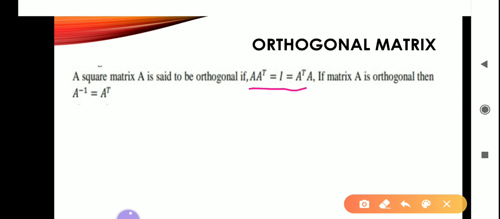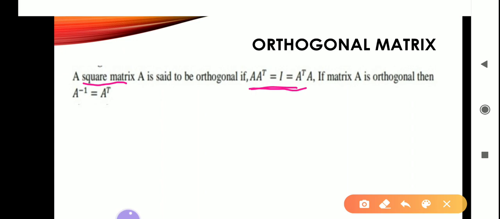Suppose if you take I to be the identity matrix of order 3 by 3, then how do we write I? That is 1 0 0, 0 1 0, 0 0 1. So for an orthogonal matrix, first, matrix A is a square matrix, and if this condition is satisfied, then we can say that the given matrix is orthogonal. Every matrix is not orthogonal.